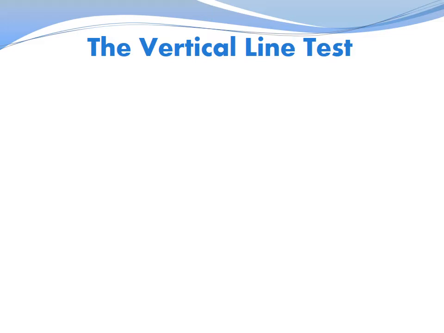Now, what if we're given, instead of the set of inputs and the set of outputs, a graph that represents the relation between x and y, and we need to use this graph to know whether this relation is a function or not. We can do this using what we call the vertical line test.